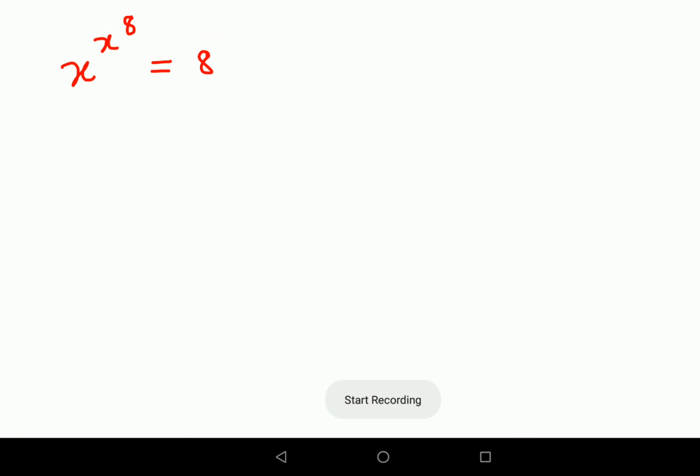Welcome everyone. So today we are going to solve a question which was literally very difficult for a lot of students. Here I'm going to show you a very simple understanding with which you can actually solve this entire question. Now the question is x raised to x equals 8, and you need to find the value of x.